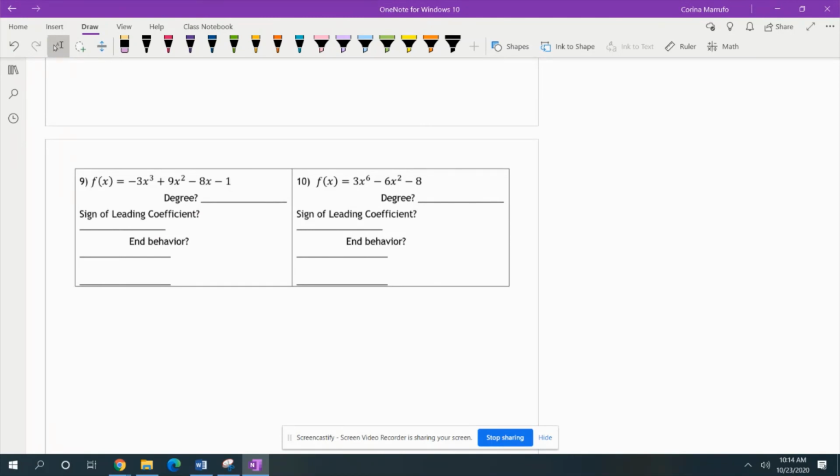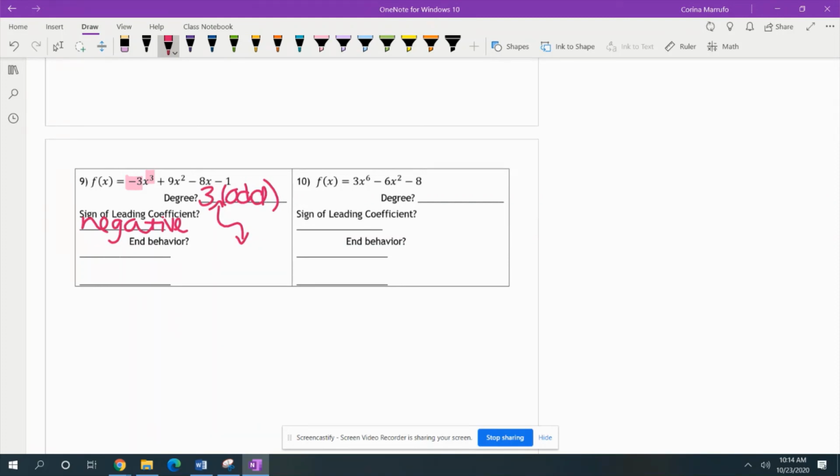The first one wants to know what the degree of the polynomial is. So we look for the highest exponent. The highest exponent is a 3, and 3 is an odd number. The sign of the leading coefficient: the number in the front is a -3, so it is negative. Because it's odd, our arrows are going to be pointing in opposite directions, and because it's negative, our graph is going to go down.